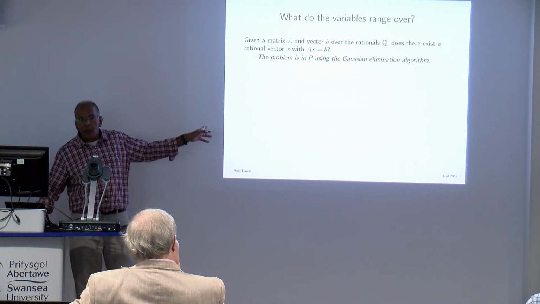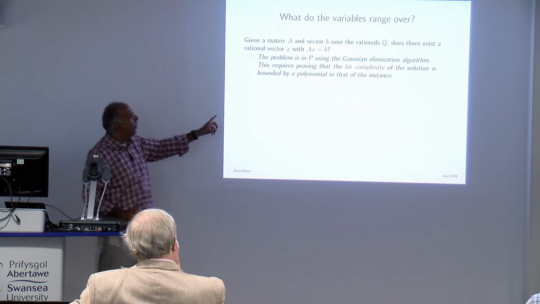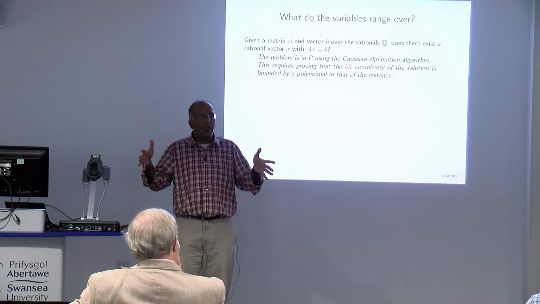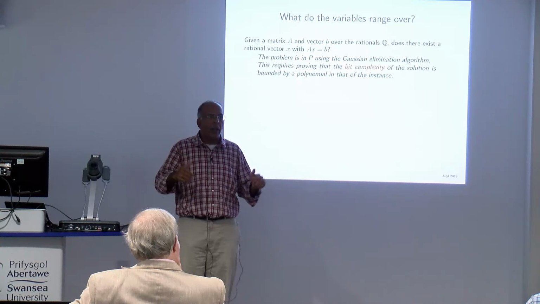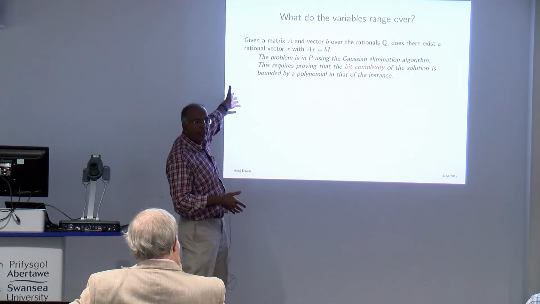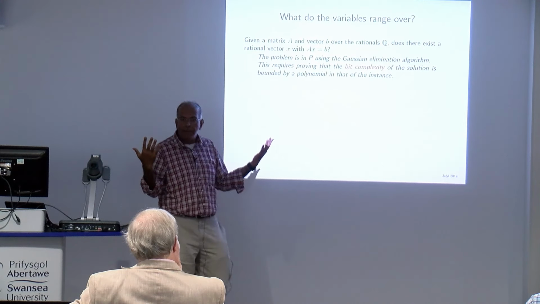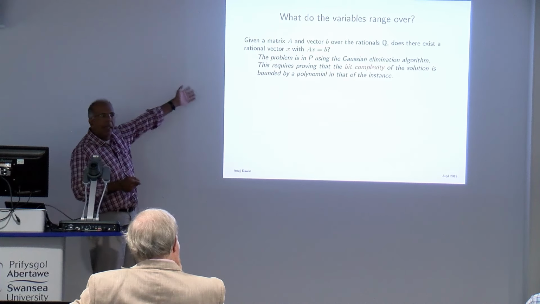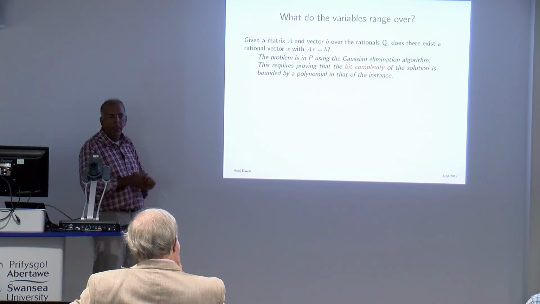So we can still do this for rational numbers, but there is something to be proved, which is that the bit complexity of the solution is bounded, the number of bits you need to represent a solution, or in fact that occur in any intermediate step, is bounded by some polynomial in the number of bits that represent your instance A and B. That's something to prove. It turns out to be true. You can prove this, and therefore we have a polynomial time solution to this problem.